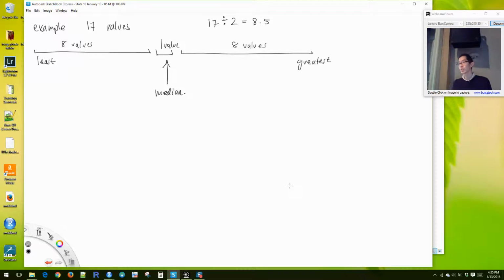So finding the median involves arranging the values from least to greatest, and then finding the spot where half are bigger and half are smaller.